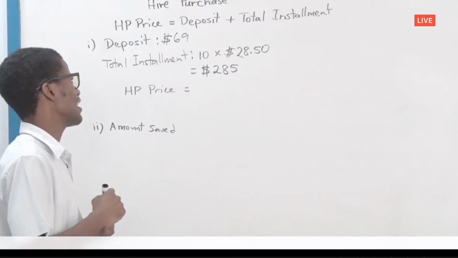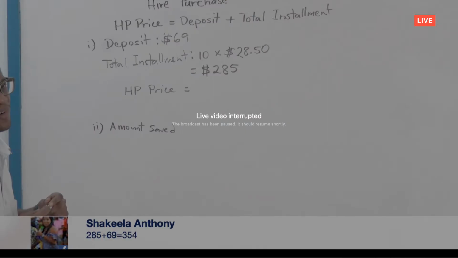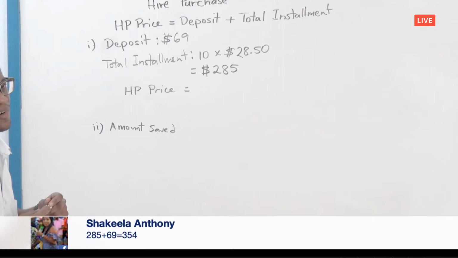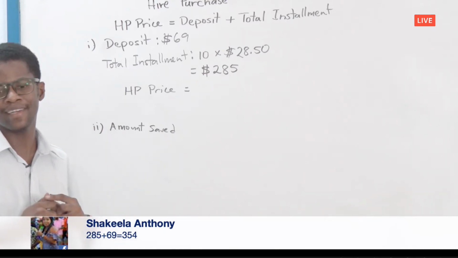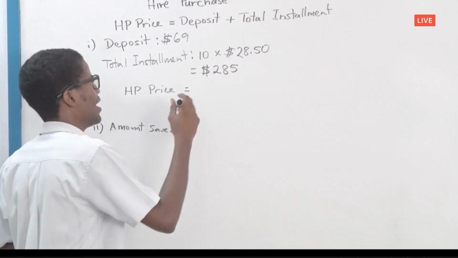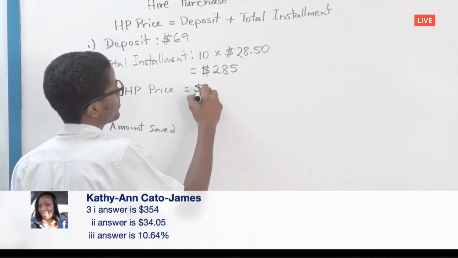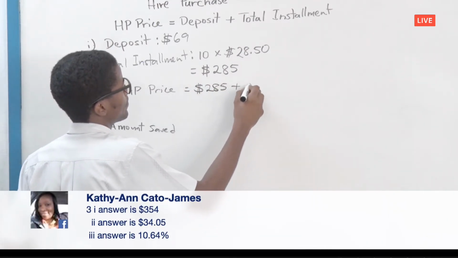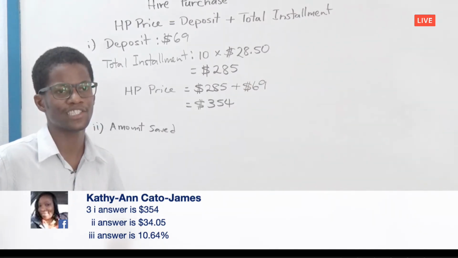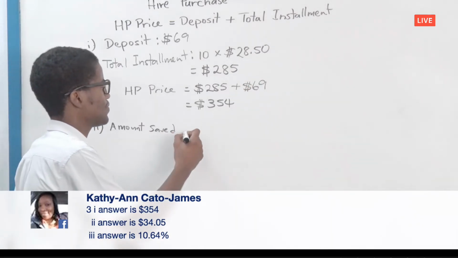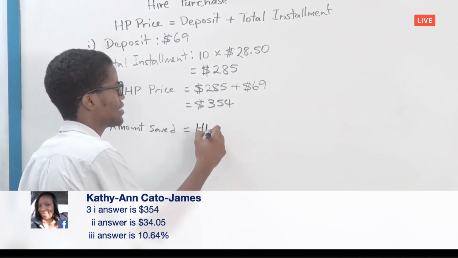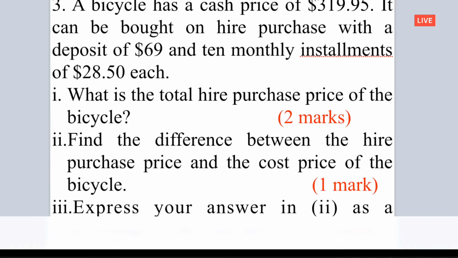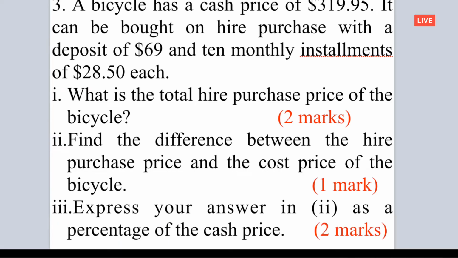Now, for hire purchase price, referring to the formula that you were able to deduce, what do we have to do? Add. Good. When we add them, paying cash. So the amount saved is, as we found out before, our hire purchase price. So I'll put HP. Good. $319.95.